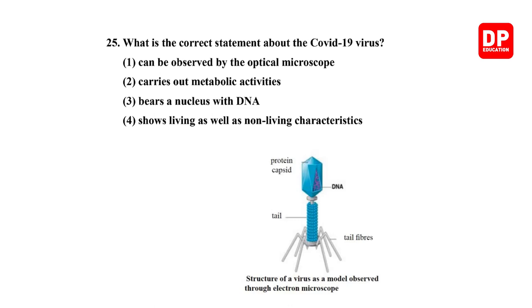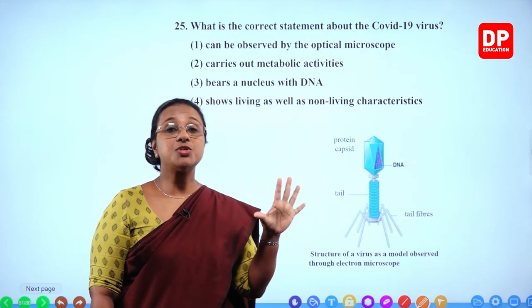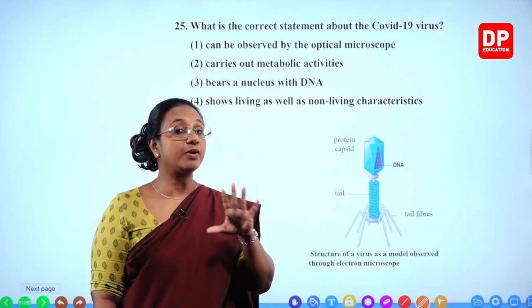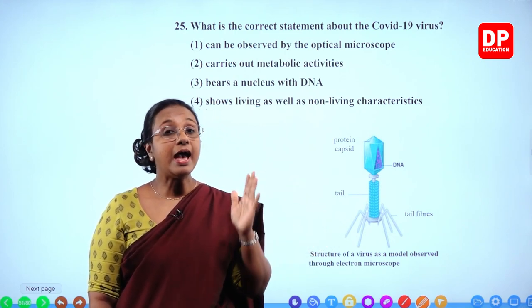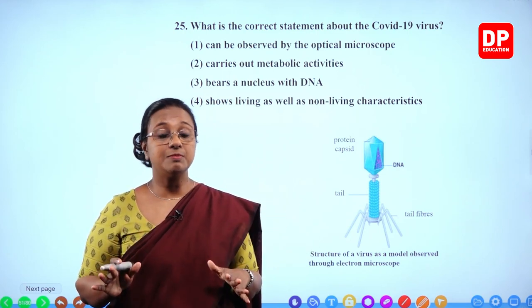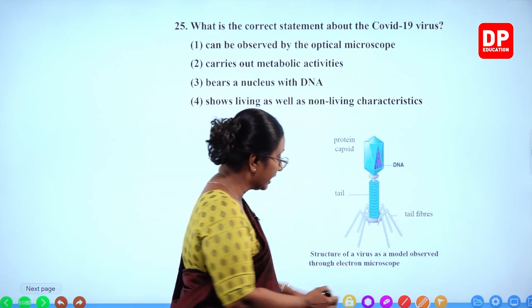So question number 25. What is the correct statement about the COVID-19 virus? So you all know COVID-19 virus causes corona. That is the disease caused by COVID-19 virus. So here they want you to find the correct statement about the virus. So to understand that, I have put the diagram of a virus, structure of a virus as a model observed through the electron microscope. So you all know, students, although virus comes under microorganisms, you cannot observe it by the naked eye, and also you cannot observe it using a light microscope. You have to use an electron microscope.